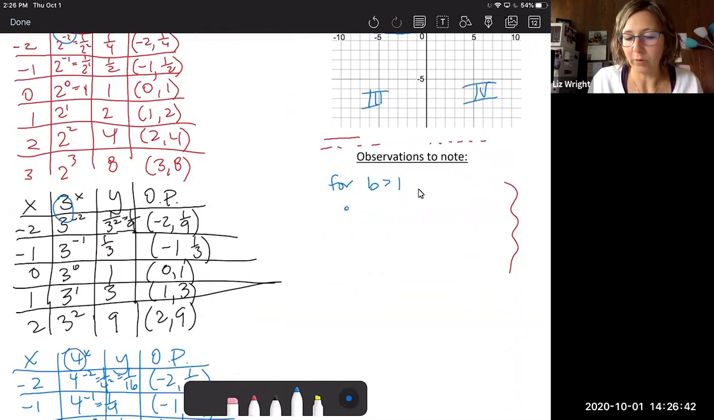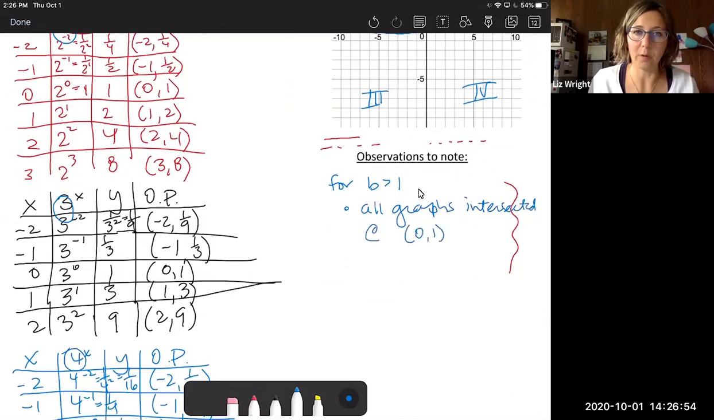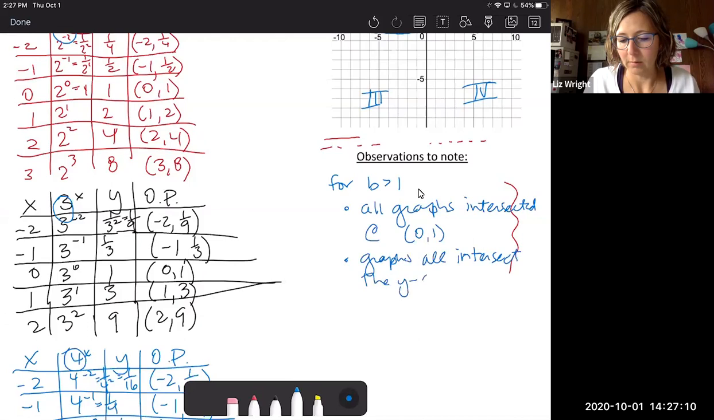So here, all the graphs hit what? All graphs intersected at 0, 1. That's one thing I'm noticing. The graphs all intersect the y-axis, but never the x-axis.